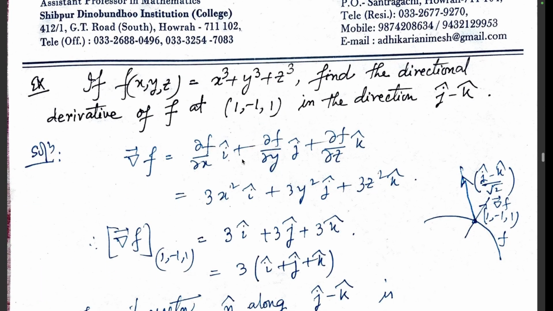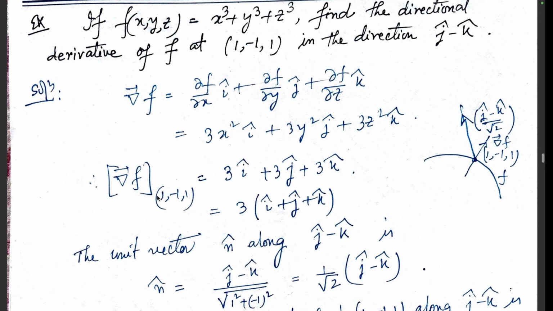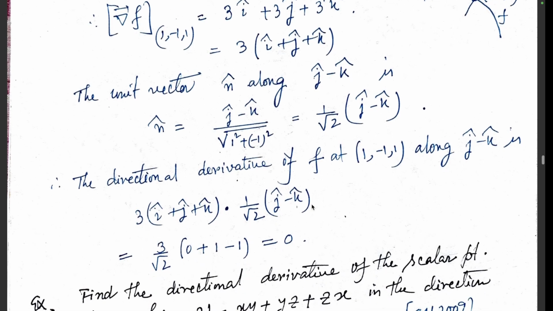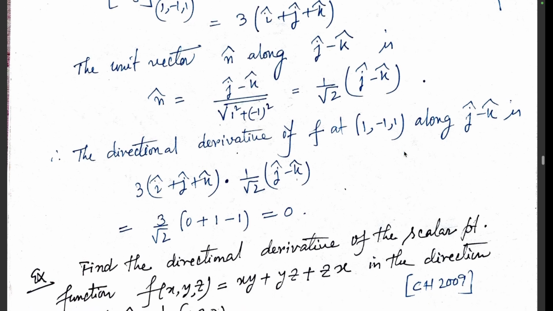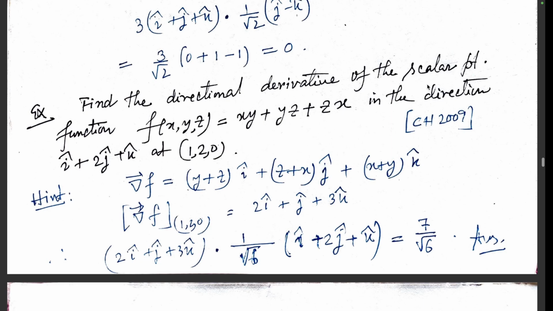Next example, f(x, y, z) is the surface x cube + y cube + z cube, and we find the directional derivative of the function f at the point (1, -1, 1) in the direction j cap - k cap. So grad f at the point (1, -1, 1), with unit vector n cap along j cap - k cap, gives the directional derivative of f at the point (1, -1, 1) along j cap - k cap, which is 0.